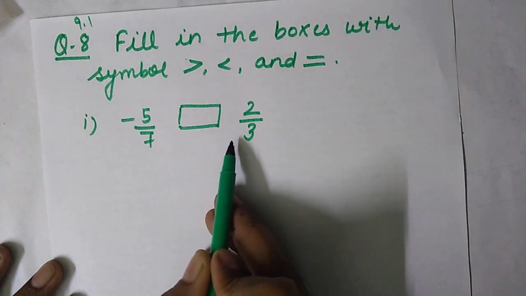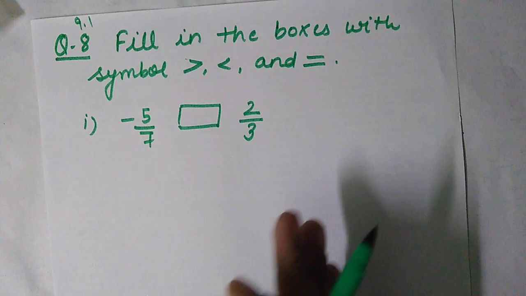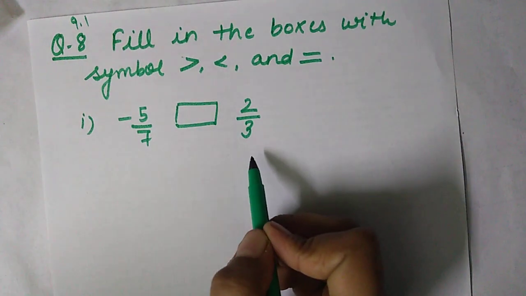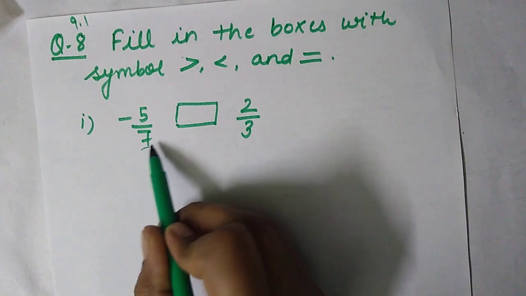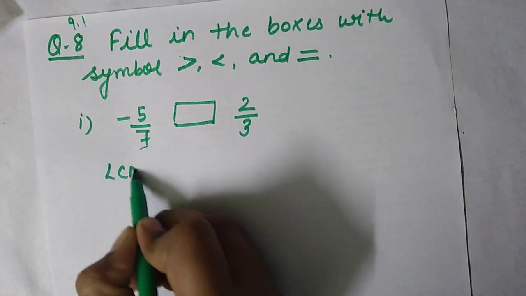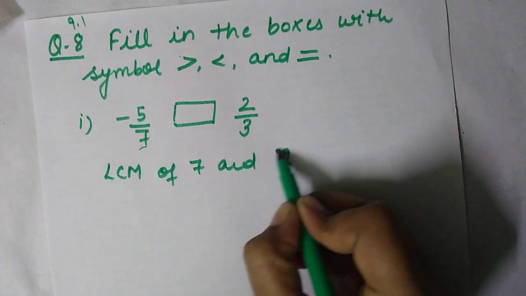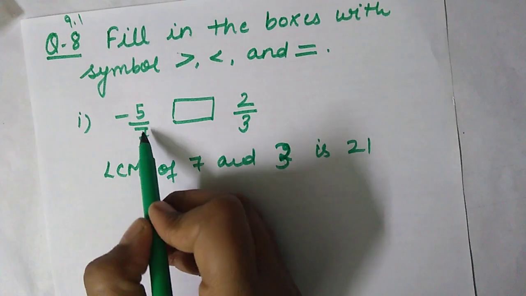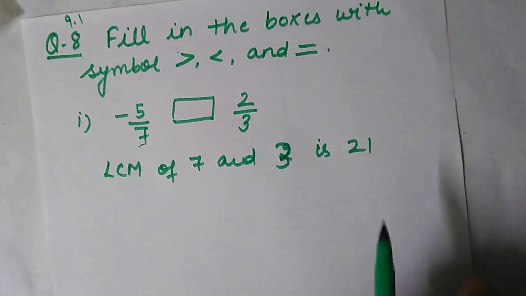For comparing them, the first step you have to remember is to make the denominators the same. And how will you make the denominator the same? By taking the LCM of the denominators. Here the denominators are 7 and 3. So first I will take the LCM of 7 and 3, and that is 21. Now you have to make the denominator of each fraction equal to the LCM.